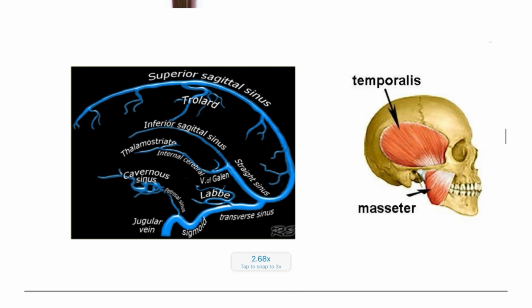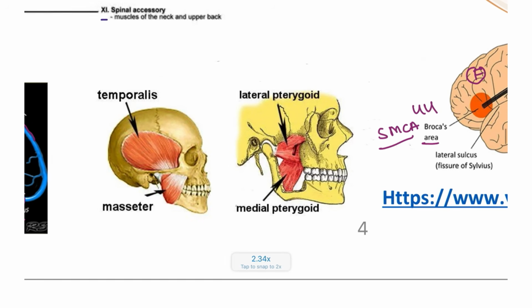Next, coming to the importance of the venous sinuses. This is the superior sagittal sinus and here the inferior sagittal sinus. This is the vein of Galen, and all of these join here to form the transverse sinus, and with the help of the transverse sinus and the sigmoid sinus, it is going to form the jugular vein. And here you can see these are the masticator muscles. What is the nerve supply for the muscles of mastication, guys? The nerve supply is the mandibular nerve. This is supplied by the mandibular nerve, the fifth nerve's third branch.